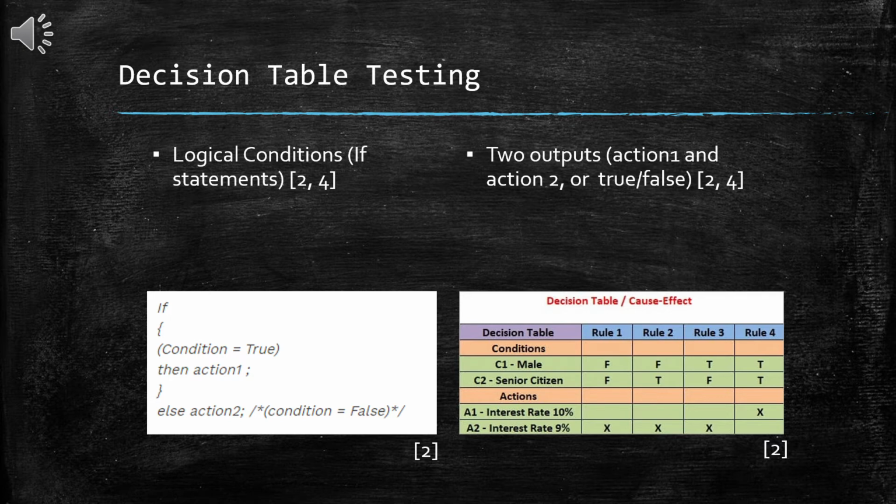Here is a graph showing a decision table for a bank that provides an interest rate for the male senior citizen at 10% and for the rest of the population at 9%. In this example, condition 1, C1, is the client male, has two values as true and two values as false. For condition 2, C2, is the client a senior citizen? It also has two values as true and two as false. That makes the total possible combinations 4. We can then derive test cases using this decision table.